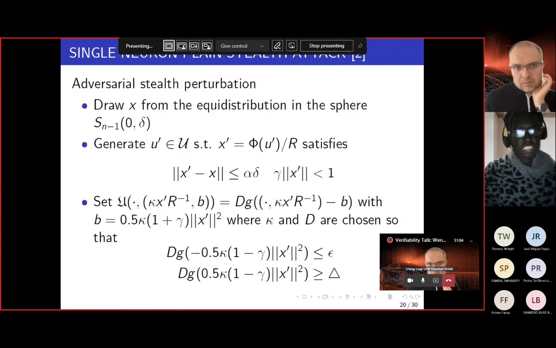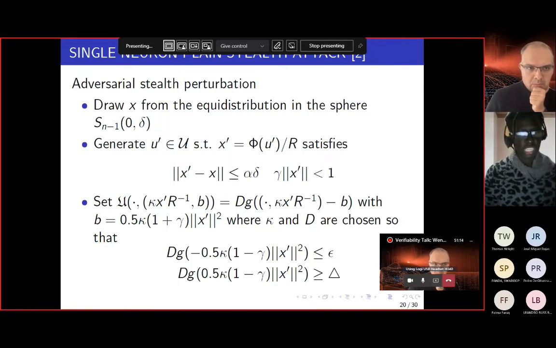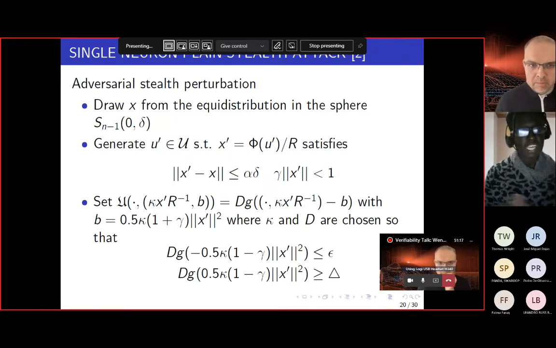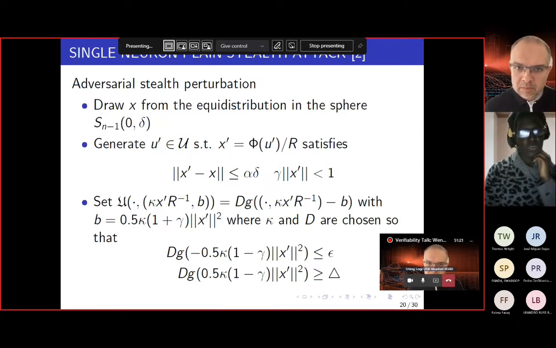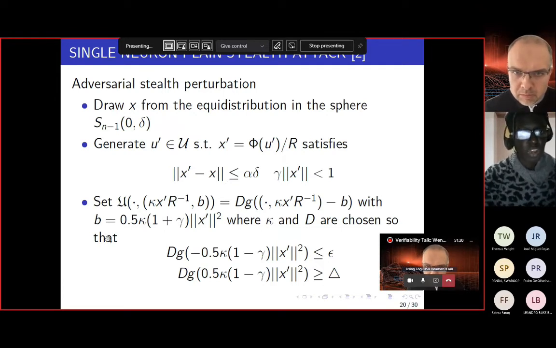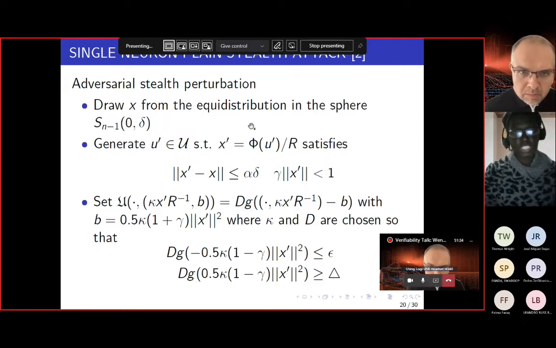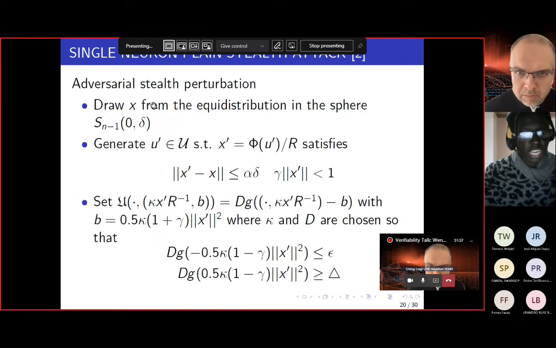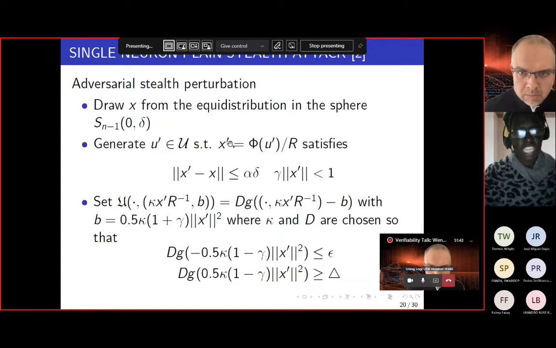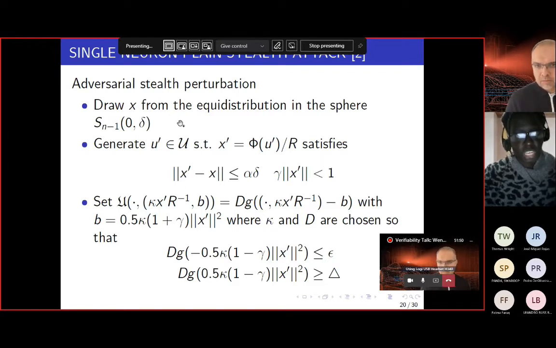So for the adversarial stealth attack, quickly going through the steps. You have your inputs, which the attacker knows, your parameters, the activation function that is generated for your neuron attack, and also the radius R that needs to be known, in which the latent representation of your elements and your validation sets are within some ball. So you draw a random vector X from the equidistribution in the sphere. And once this X is generated, you can generate your trigger input such that this X prime, which I mentioned in the previous slide, is again alpha delta distant from this vector that you have randomly drawn.